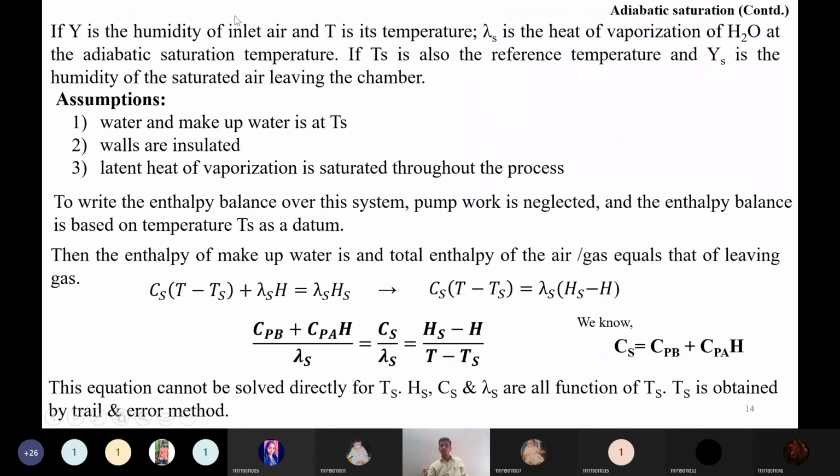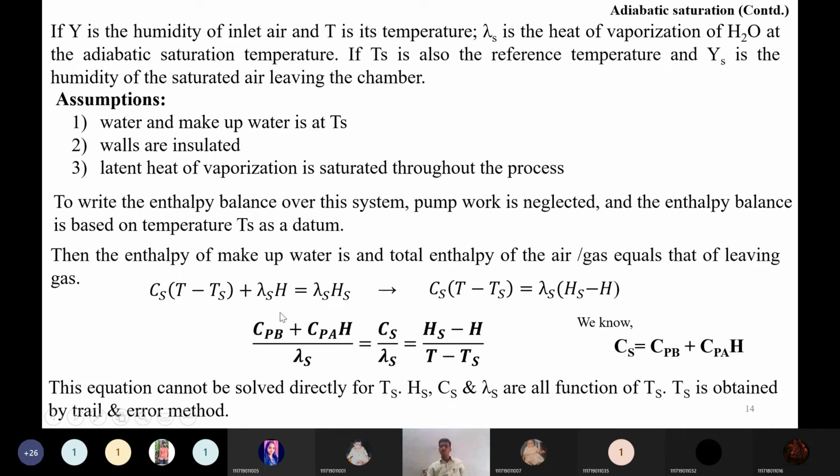Then if Y is the humidity of the inlet air and T is its temperature, and lambda S is the heat of vaporization of water at the adiabatic saturation conditions, if Ts is also the reference temperature and Ys is the humidity of the saturated air leaving the chamber, then after applying the following three assumptions: water and makeup water are at Ts, walls are insulated, and latent heat of vaporization is constant throughout the process. So we will write the material and enthalpy balance equation by taking the enthalpy of makeup water and total enthalpy of air or gas equal to the leaving gas. So entering gas enthalpy plus enthalpy which is added through the water is equal to the enthalpy of the gas which is leaving the stream.